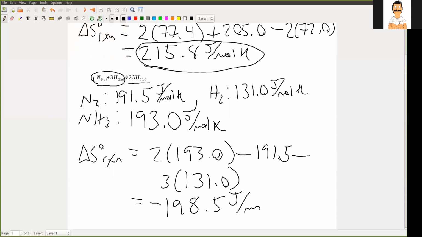joules per mole Kelvin. So you can validate that in your own work, and you'll see that our prediction was correct, that the entropy would decrease because you went from 4 moles of gas on this side to 2 moles of gas on the other side. And in our next video, we're going to be doing some more straight up predicting.